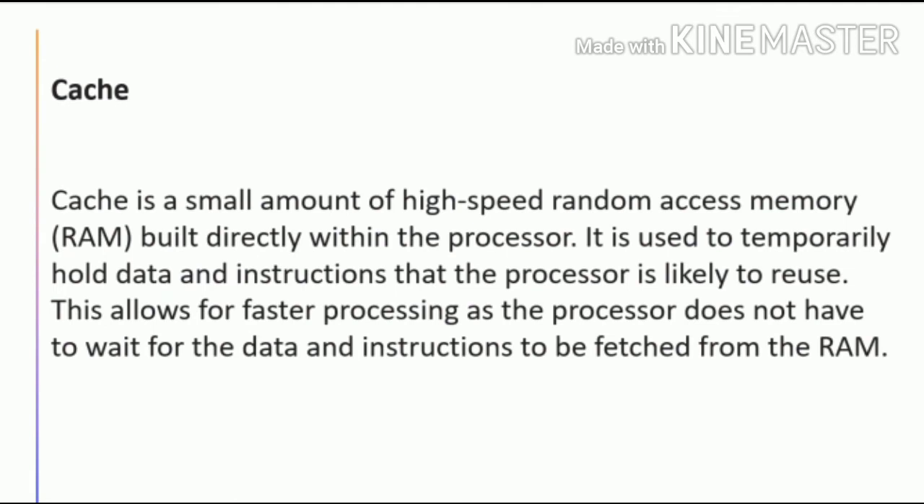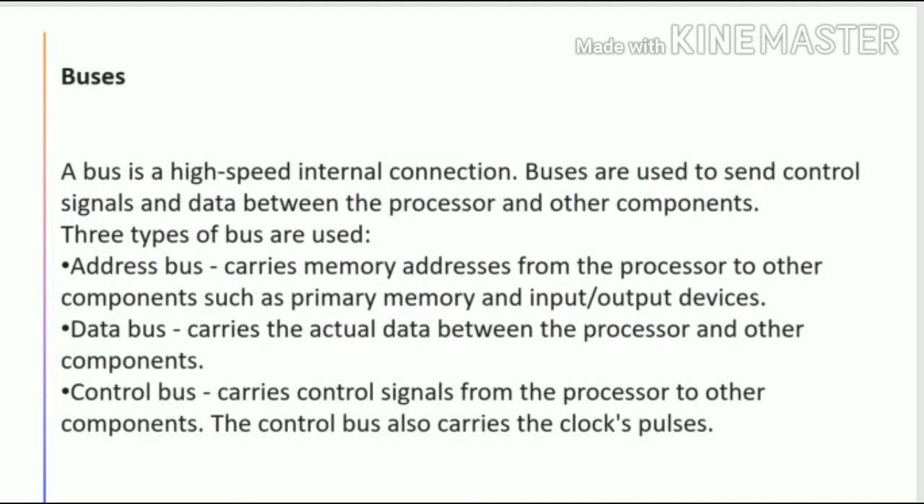Next is cache. Cache is a small amount of high-speed random access memory (RAM) built directly within the processor. It is used to temporarily hold data and instructions that the processor is likely to reuse. This allows for faster processing as the processor does not have to wait for data and instructions to be fetched from RAM.